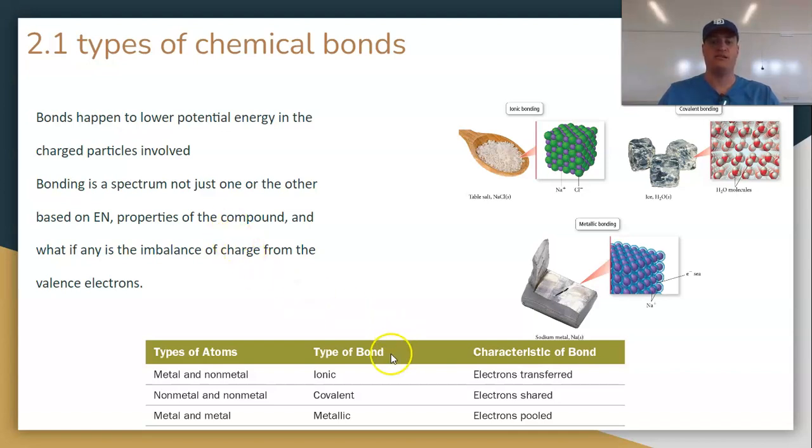A very simple way to look at things is when you have a metal and nonmetal, ionic; two nonmetals, covalent; metal and metal, metallic; and kind of what's going on with their electrons. So get used to that, get used to using those terms properly, as it's the general basis of types of chemical bonding.